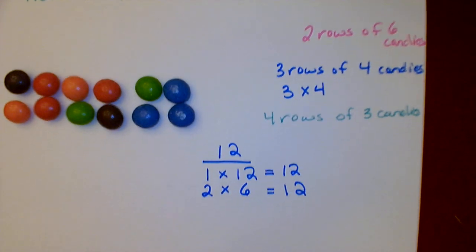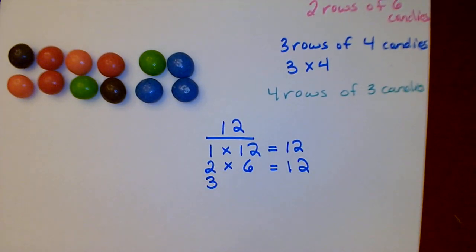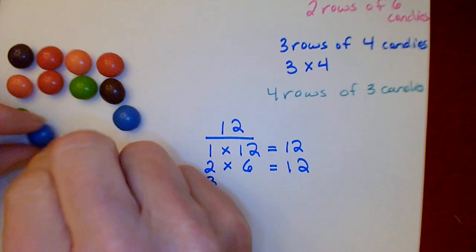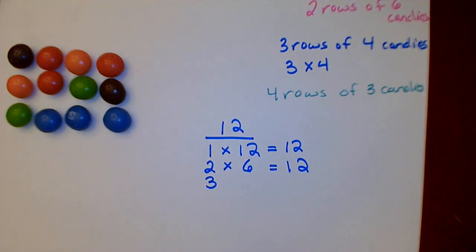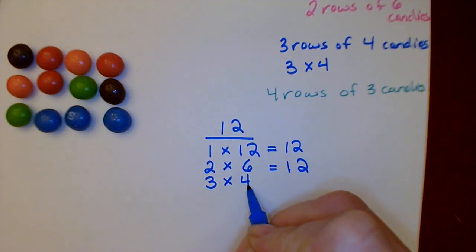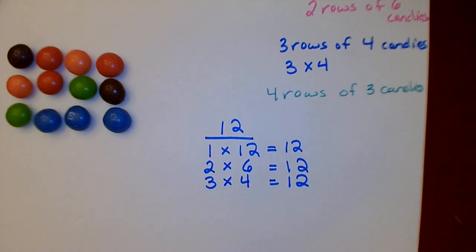So now I want to see if the number 3 works. So I would try 3, and I'm going to see if I can do 3 rows. And we did it before. We had 3 rows of 4. So I happen to know that it is going to work, but just to show it to you again, I have 3 rows of 4 right there. So 3 rows of 4, or 3 times 4, or again 4 times 3. And that's equal to 12.